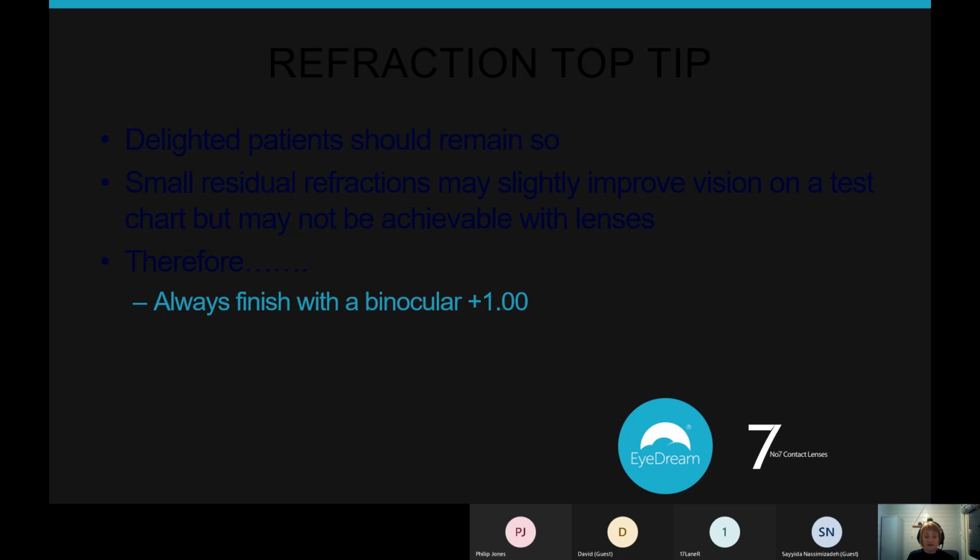So what I tended to do, always in refractive surgery and now in ortho-K, is always finish with a binocular +1. Because if you finish with a binocular +1 and you take that trial frame off, it will always look much better. Whereas if you finish with your residual refraction and remove the trial frame, the patient could be disappointed. So binocular +1 becomes a really good tool just to help the patient leave feeling as happy as they came in.